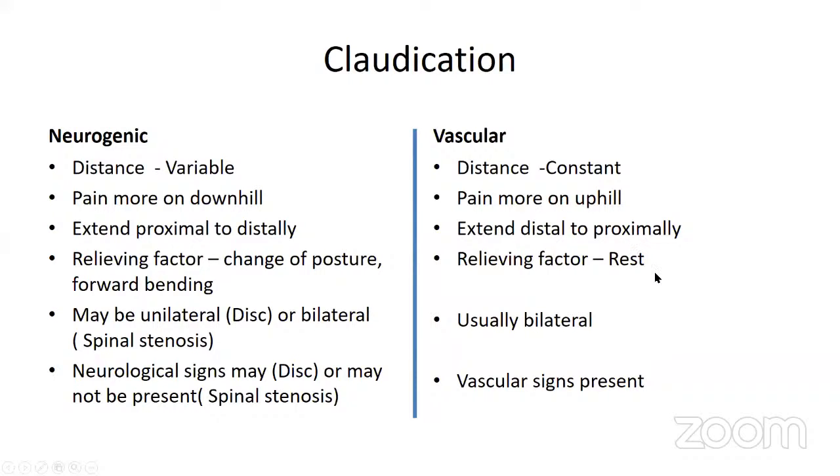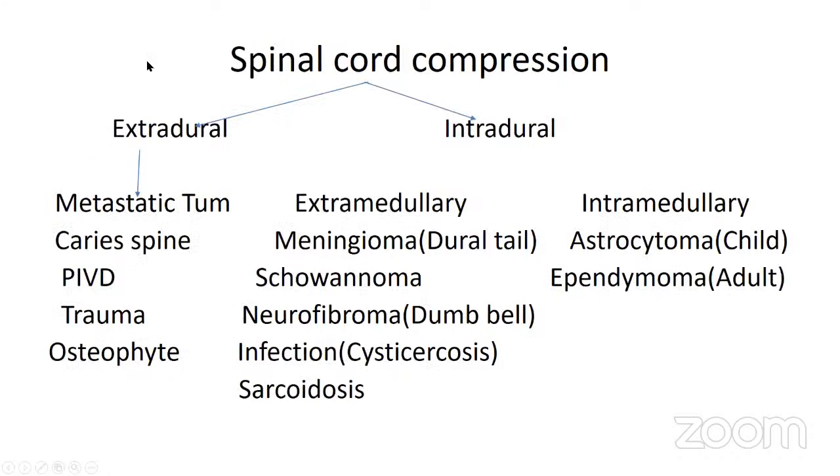Now, spinal cord compression. How do we identify whether there is a compression of the spinal cord? Spinal cord compression initially leads to shock, followed by either upper motor neuron or lower motor neuron paralysis. I've already shown it. So this is the most important.